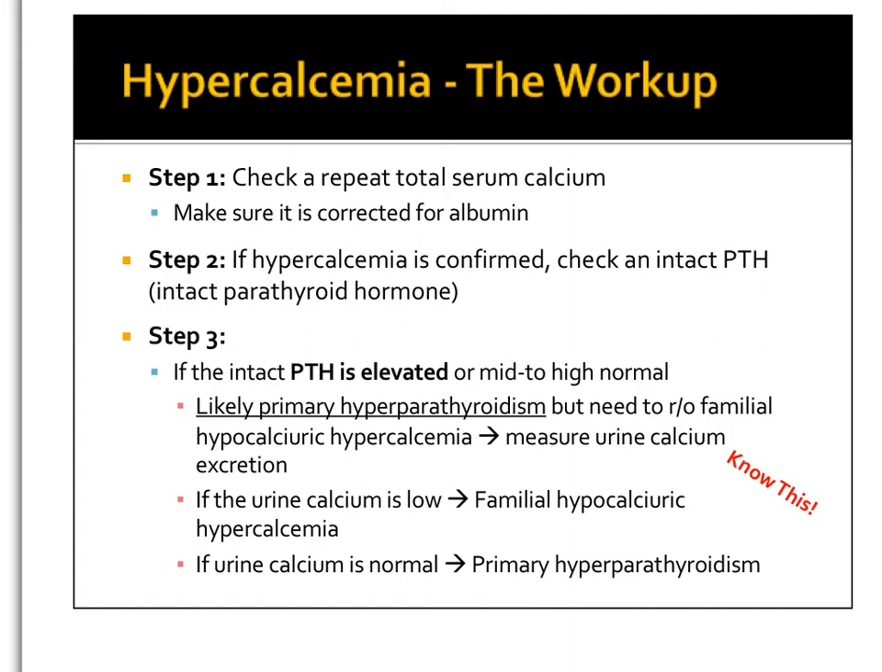Okay, so let's go back. Step 1, repeat the test. Step 2, if it's elevated, get an intact PTH. If the intact PTH is elevated, you're going to get a urine calcium. Urine calcium's low, you've made the diagnosis of familial hypocalciuric hypercalcemia. If the urine is normal, you got primary hyperparathyroidism, and you're done.